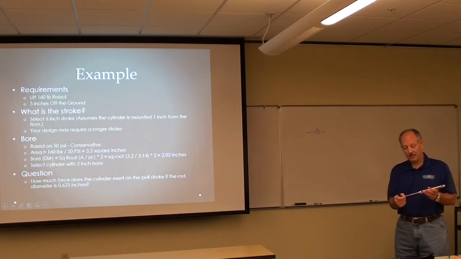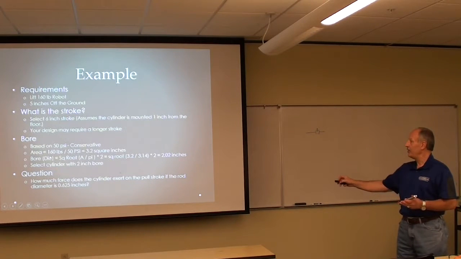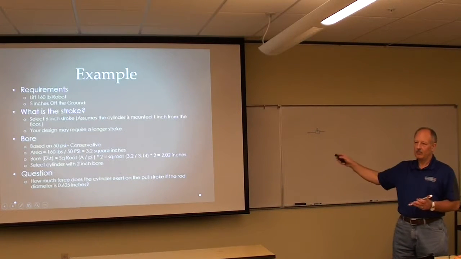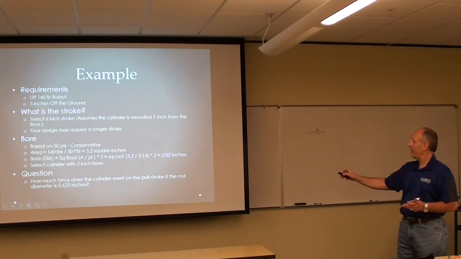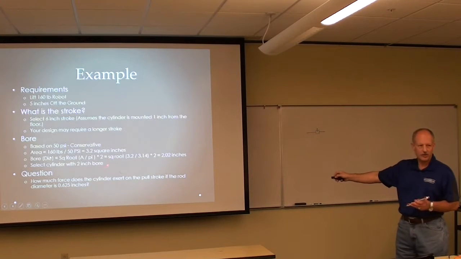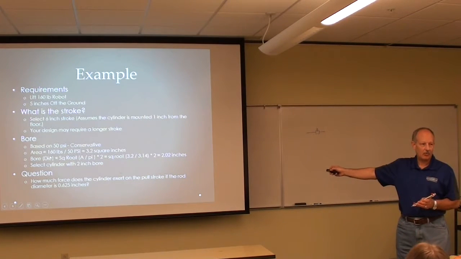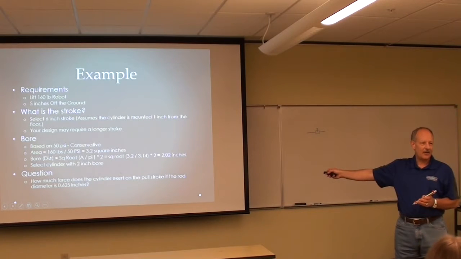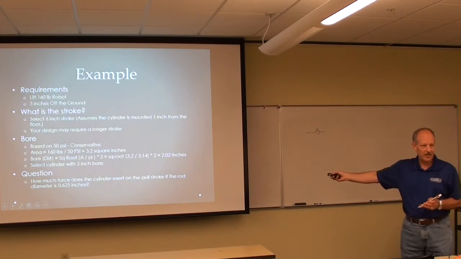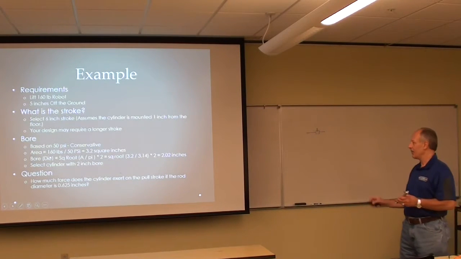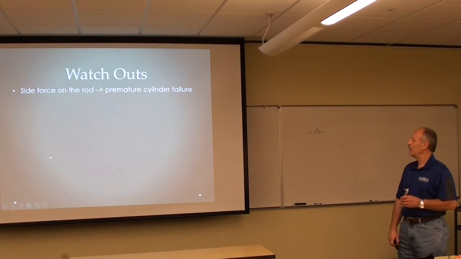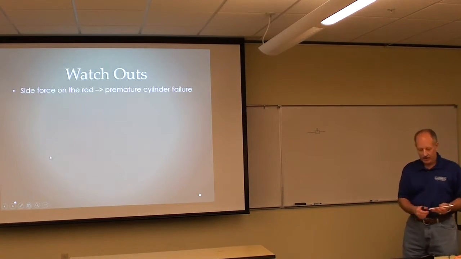If this is the direction that's important, then you have to redo your calculation. So what you would do is pick a 2-inch diameter cylinder, 2-inch bore, pick a rod size, and redo the calculation, and you'll probably have to go up a size on your cylinder, okay? So it's sometimes an iterative process. So watch out, side force.